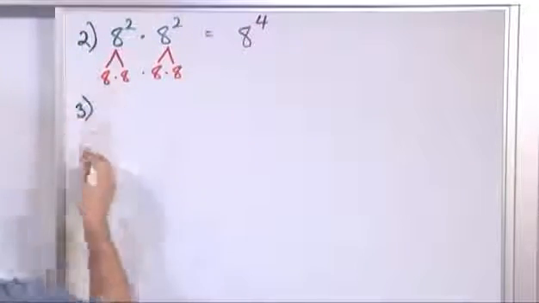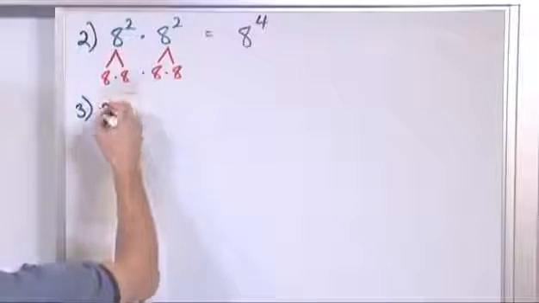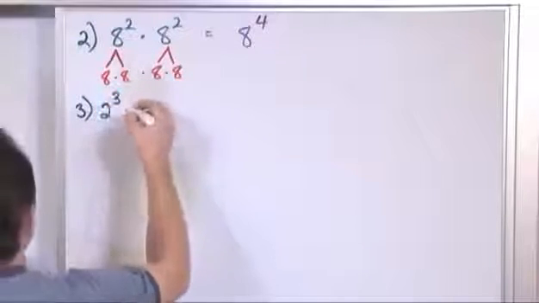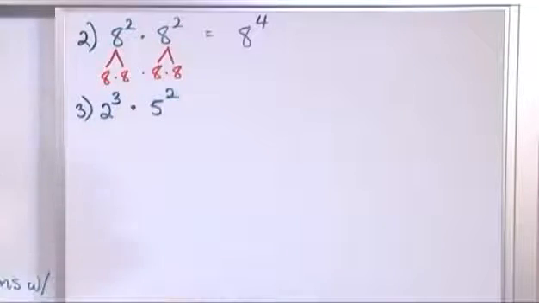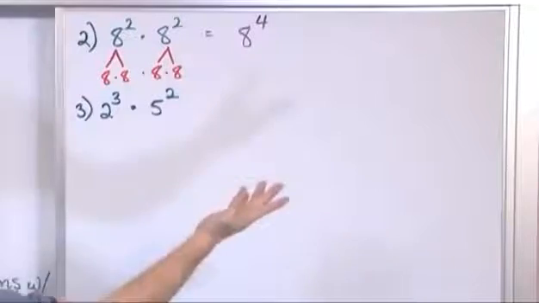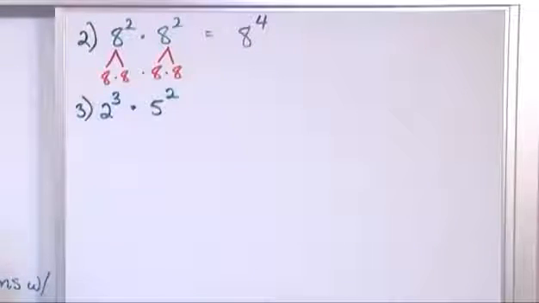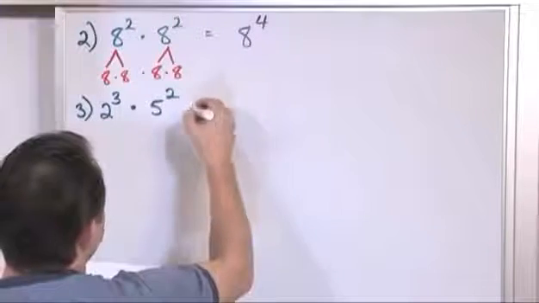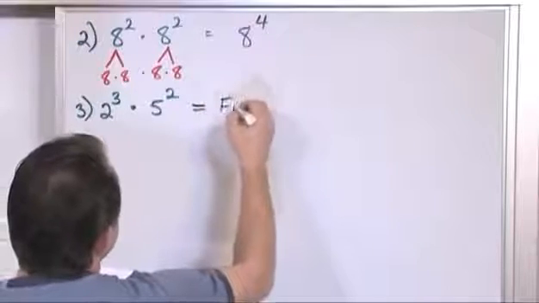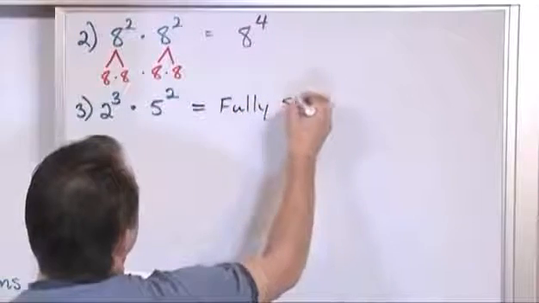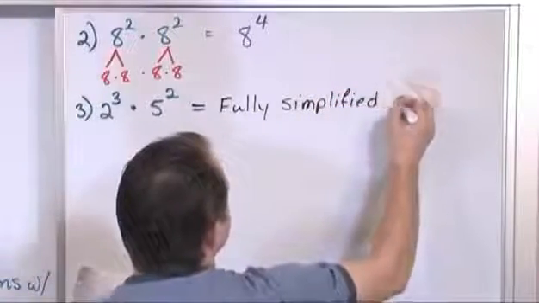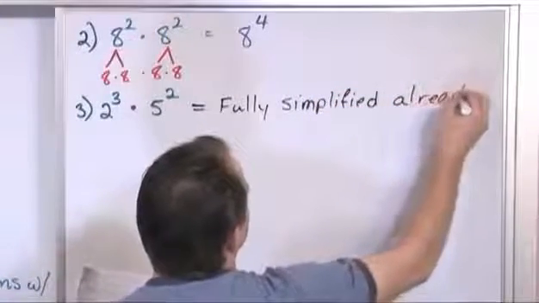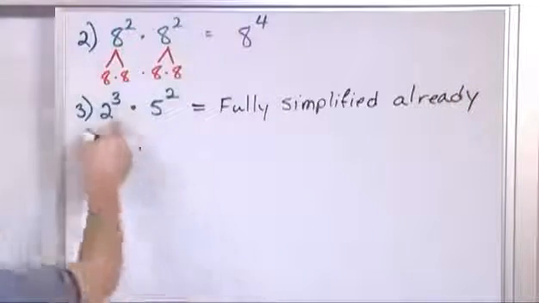All right, number 3. Let's say I have 2 cubed multiplied by 5 squared. What do we do there? Well, we look first to see, are the bases the same? The answer is no, the bases are not the same, so there's nothing else I can do. I just write something like "fully simplified already," just to tell you that we've looked at it.